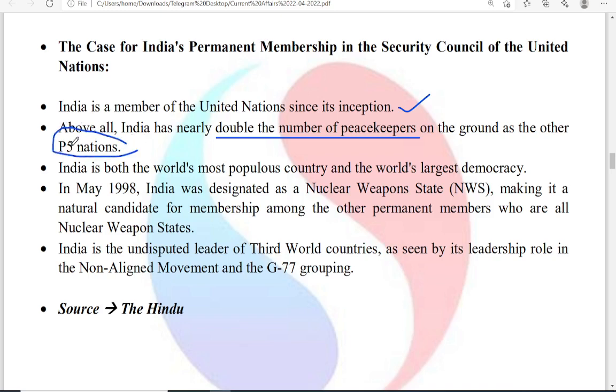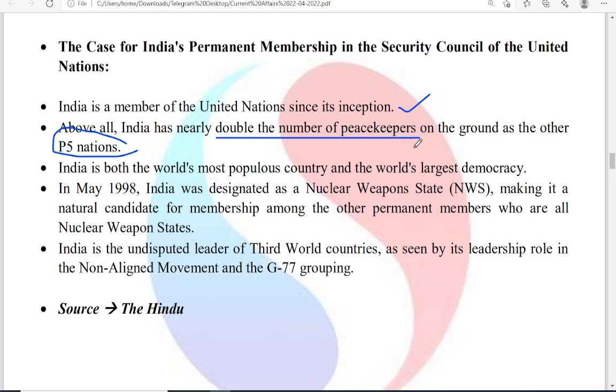That means all these five permanent members, that is US, UK, Russia, China and France, are sending UN peacekeepers, but India alone is sending double the number of peacekeepers.